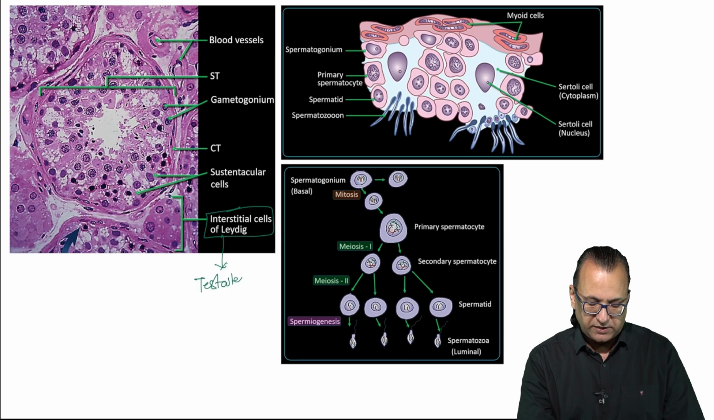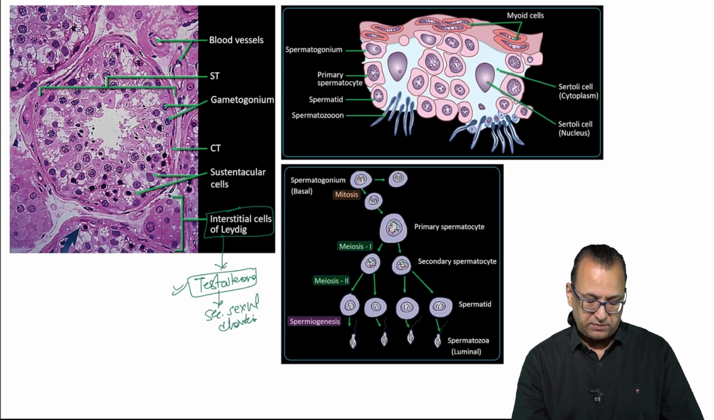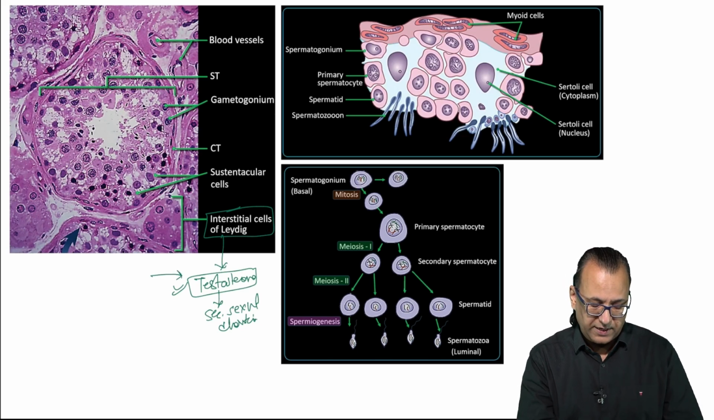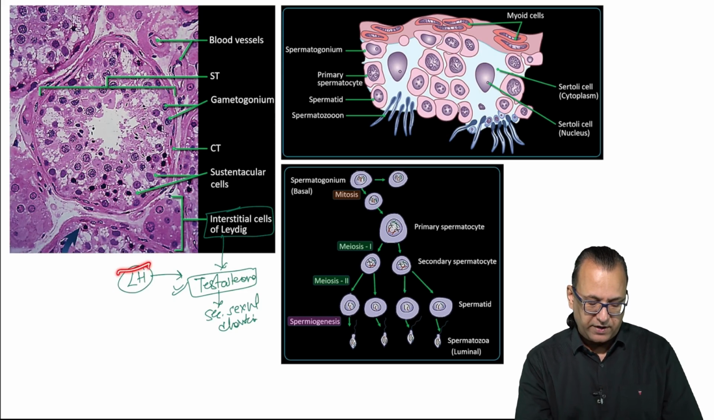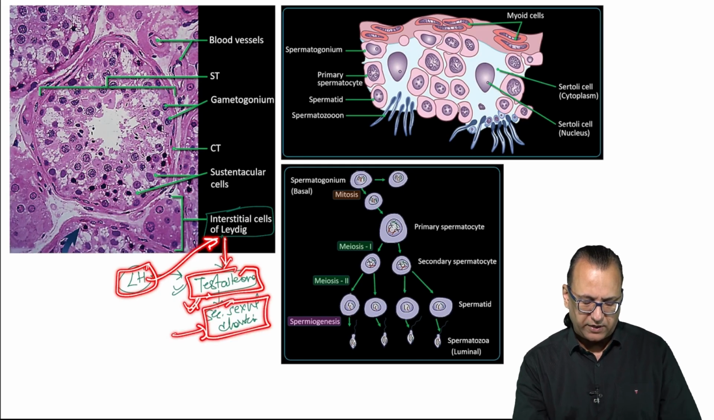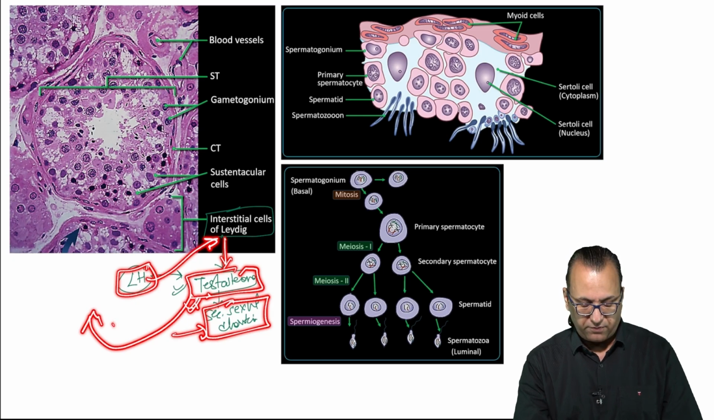As we have mentioned, testosterone is important for the secondary sexual characters of the male, and it has other functions also. Testosterone works under the LH hormone. These interstitial cells of Leydig work under LH hormone and they give the testosterone, and testosterone will be important not only for the secondary sexual characters, other features also, and it is going back also to give the feedback inhibition.